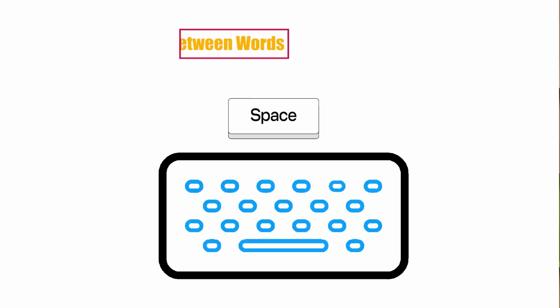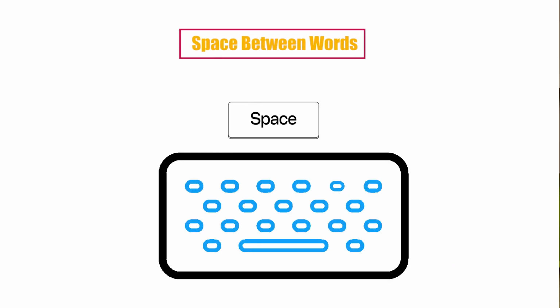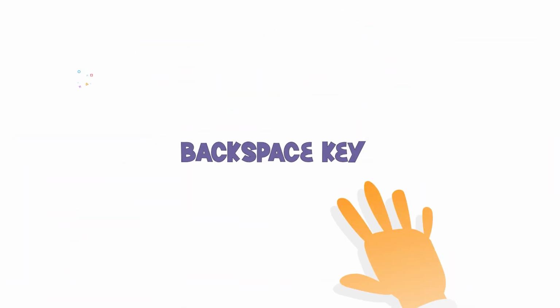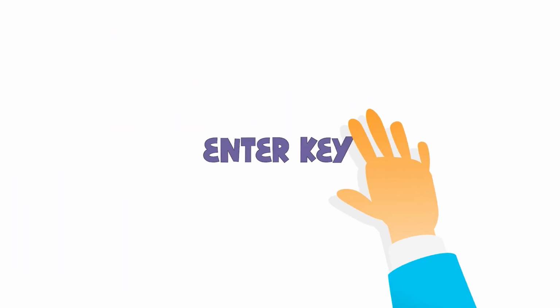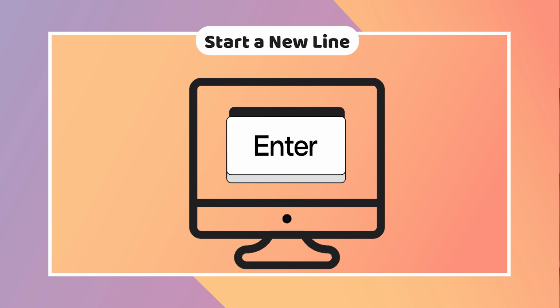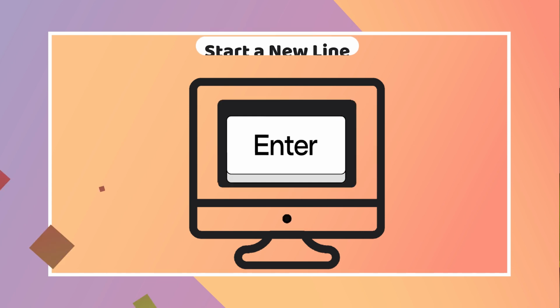Spacebar key. This is the longest key on the keyboard, which allows us to give space between words when typing words. Backspace key. The backspace key helps us to erase the letters or numbers one by one from the left side of the cursor. Enter key. Enter key is used to start a new line. It's also called the return key.